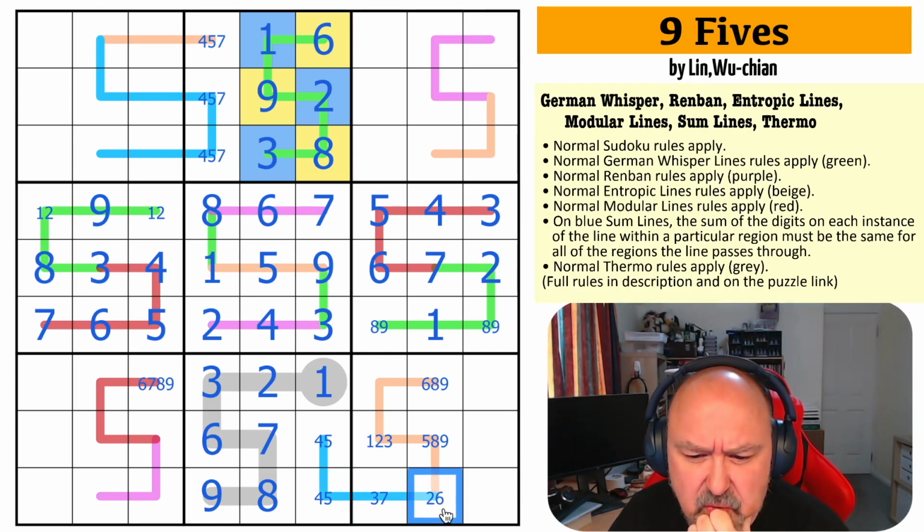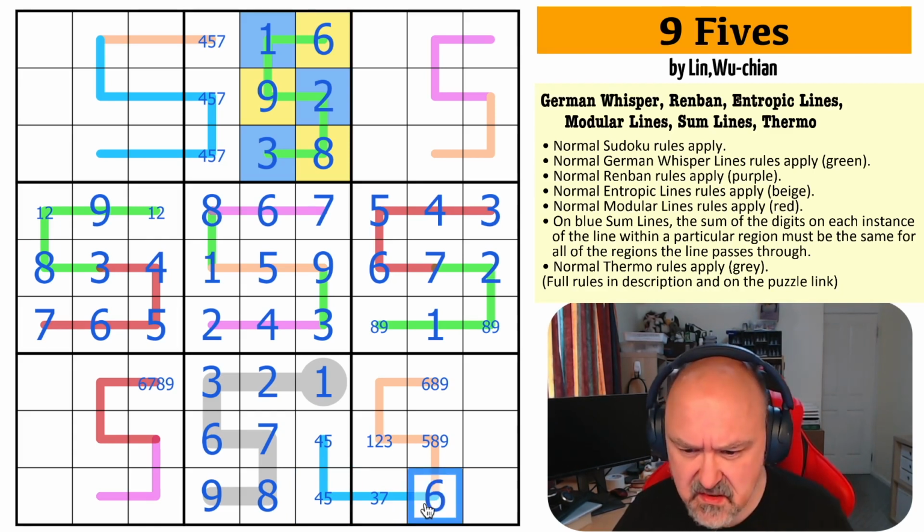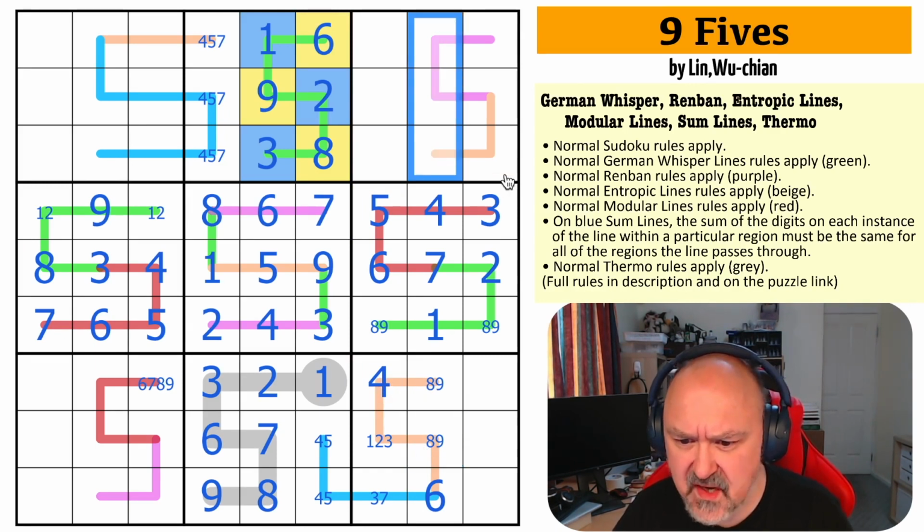So this is 2 or 6, but it can't be low. This is 6. So this is high. This is an 8, 9 pair. And this has to be middle. So it's 4 or 5, and it's not 5. This is 4. This is an 8, 9 pair, so I know what these are. These are 1, 2, 3, 4, 5, 6, 7, 8, 9.